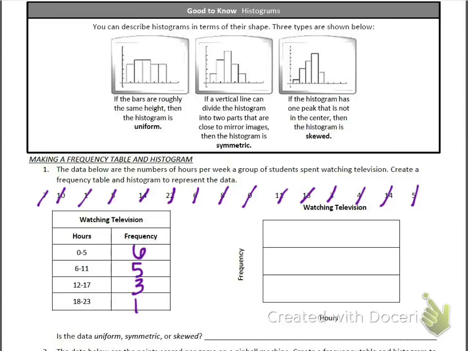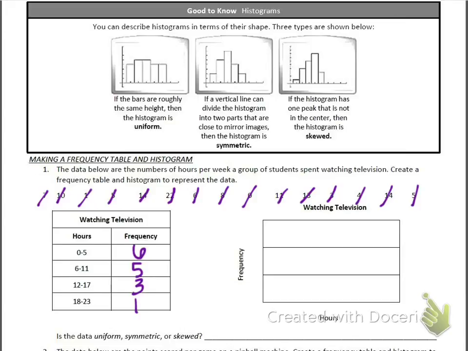Even though my biggest number was not 23, my biggest number was 22, when I made the intervals, I had to put it to 23 to make sure they were all even. Does that make sense? If I had only put 18 to 22, the interval wouldn't be the same size, so we have to make sure they're the same size. Everybody okay with making the frequency table?